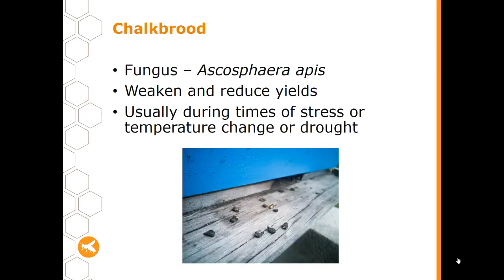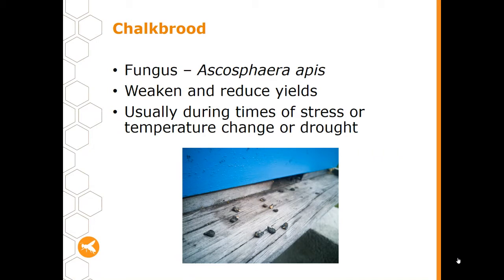Now, the next disease we're going to talk about is chalkbrood. Now, chalkbrood is a fungal disease and it weakens and reduces the yields in your hive. It's a pretty common disease and a lot of hives have had it. I recently did a trip right up to North Queensland, and many of the hives that I looked at had just one or two cells that were infected with chalkbrood. And usually chalkbrood becomes worse in times of stress, when there's temperature change or drought.